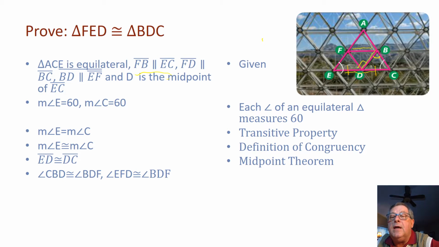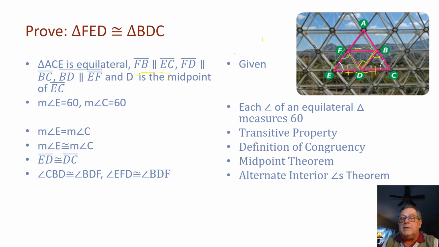Now let's see, EFD. That's this angle right here, and it's also congruent to BDF. Why would that be true? Well, I've been told that segment EF is parallel to BD. If I look at this angle relationship, and FD is the transversal between those two parallel lines, that's also alternate interior angles. So I've established that angle CBD is congruent to angle BDF, and that angle EFD is congruent to BDF. That's the alternate interior angles theorem.